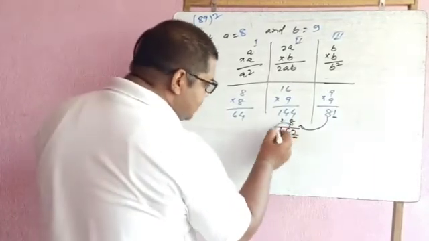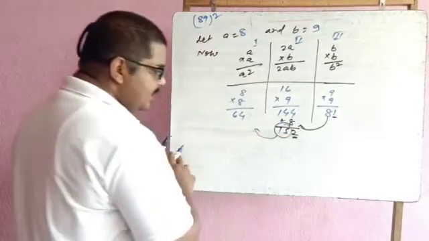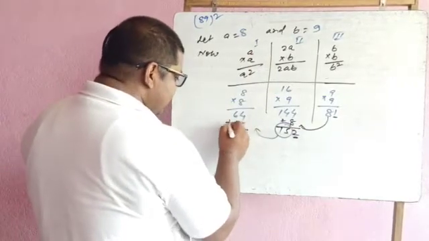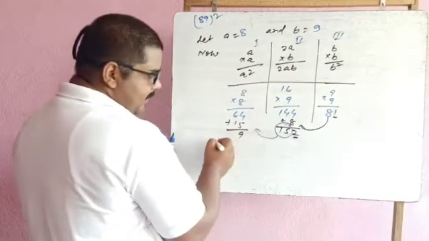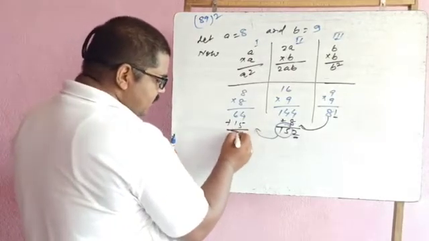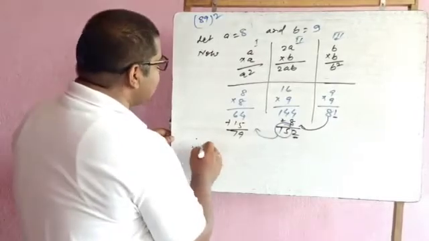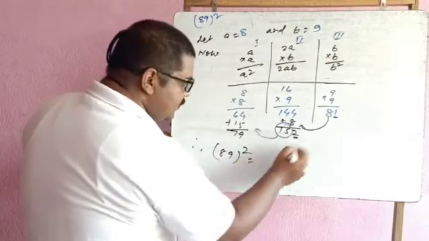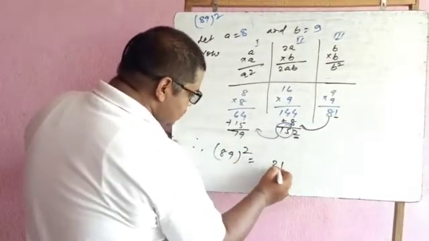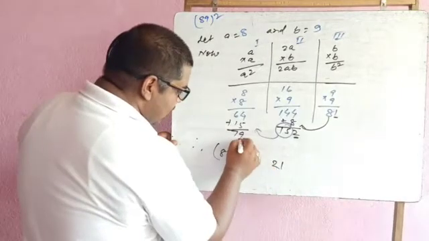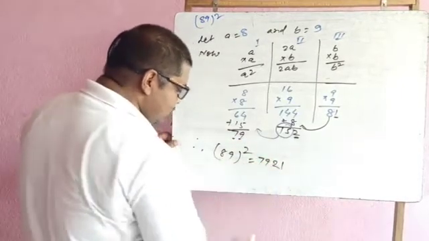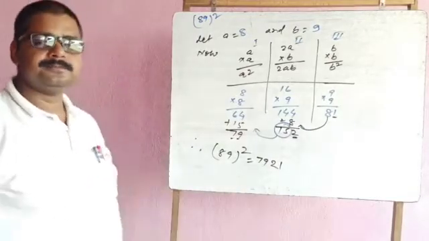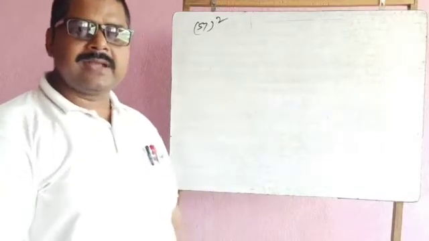Actually, remaining is 15, and 15 should be added in the first step from the second. If you add, then 4 plus 5 is 9, 6 plus 1 is 7, and this is why the final result is 89 squared is equal to 1, 2, and the last one is both, you have to write down 7, 9. So the final result is 7921.